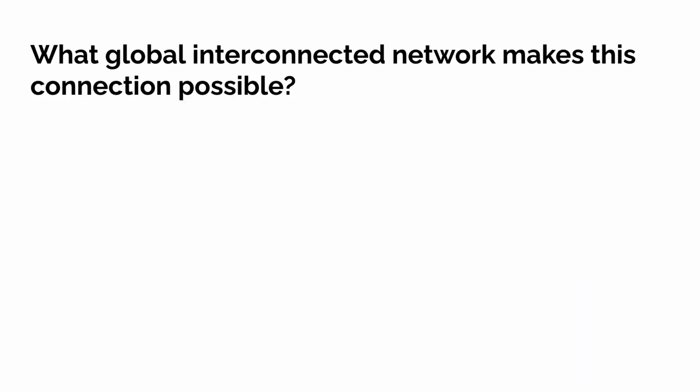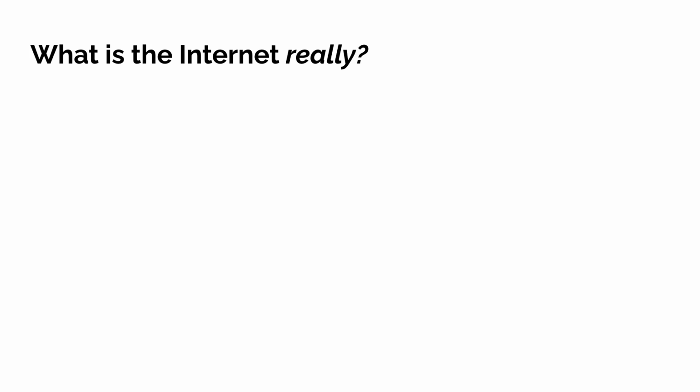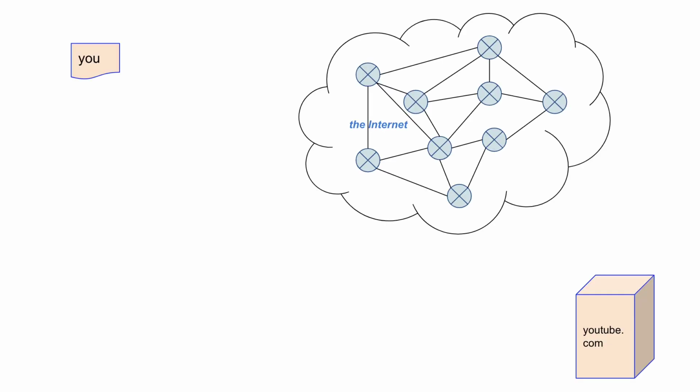Okay, here we go. What global interconnected network makes this connection possible? Well, it's the internet. You've heard of it, and we usually use a little cloud symbol to represent the internet. It's not just the cloud, it's the internet. But what is the internet, really? Well, you might recall that the internet is all the interconnected devices on the globe. Everything that's connected to the internet is a member of the internet. That's what's so beautiful about it.